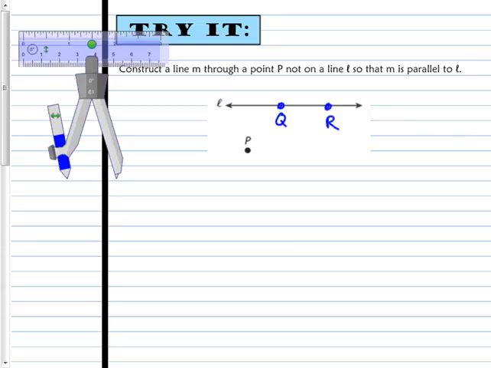Hopefully you said we need to connect PQ. And I'm going to do connect PQ in green. And there we are. And here's my ray, PQ.